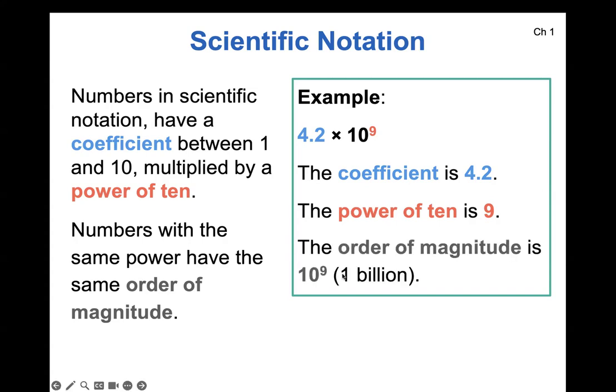So the order of magnitude in the case of the example number is 10 to the 9, which you could describe as 1 billion. It's fine to use terms like a million, a billion, a trillion. It's just that they don't really go beyond that, not common terms. So anything bigger than 10 to the 12, which is a trillion, doesn't have a common name. So there's a limitation there.